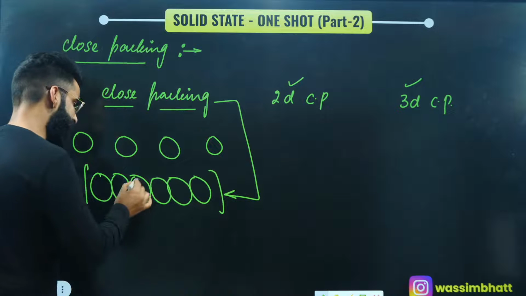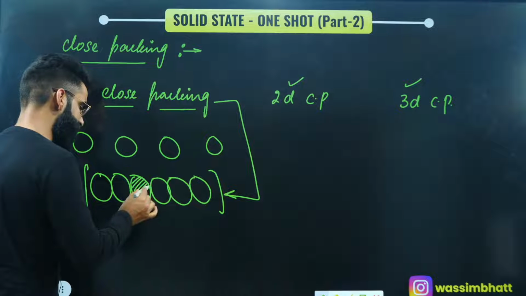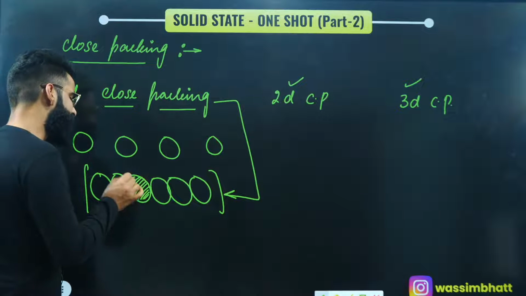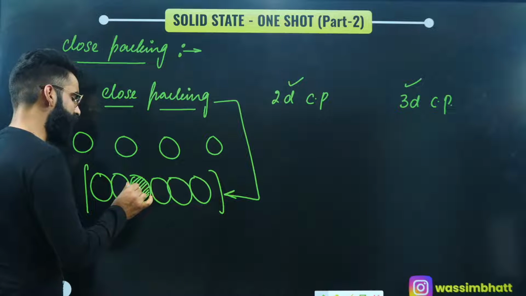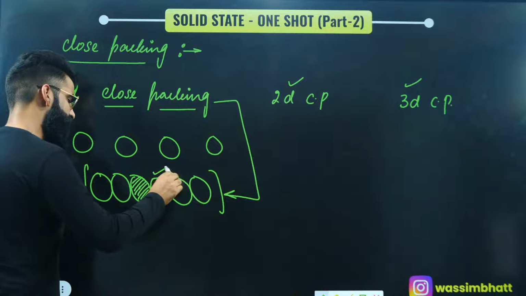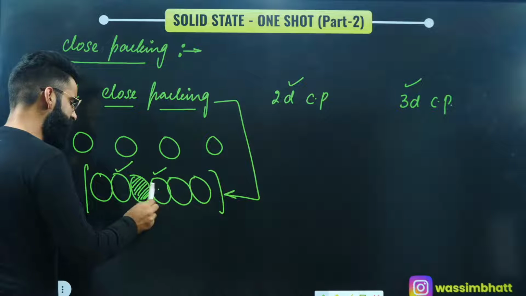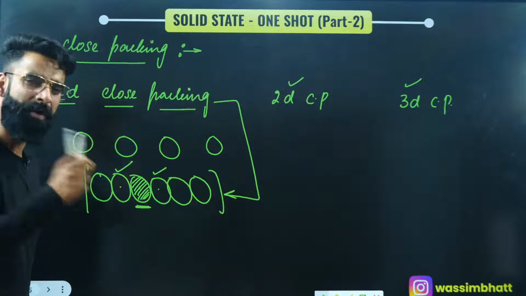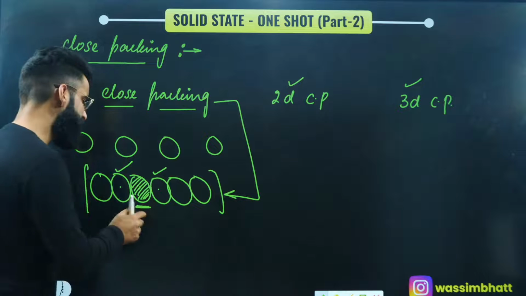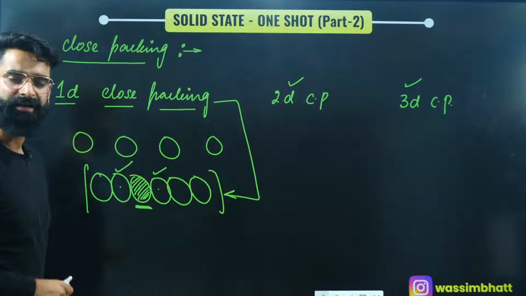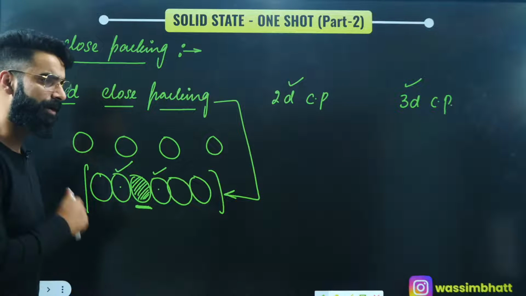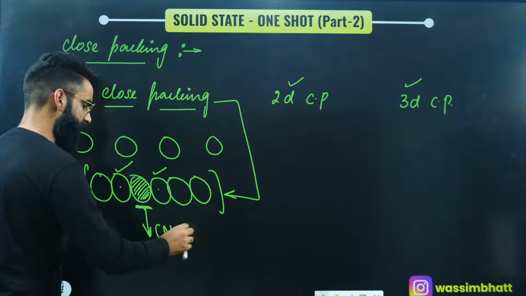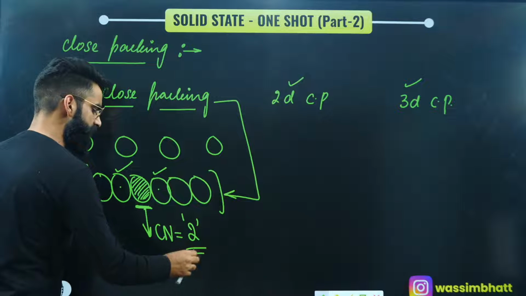If I select any of these particles, let's assume I'm selecting this particle, and I ask you how many other particles are touching this particle simultaneously, as you can see, this particle as well as this particle, these two particles are touching it simultaneously. The number of constituent particles touching a particular particle simultaneously determines its coordination number. So remember, the coordination number of each particle in case of close packing in 1D is going to be 2.